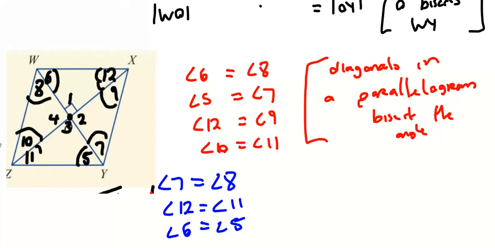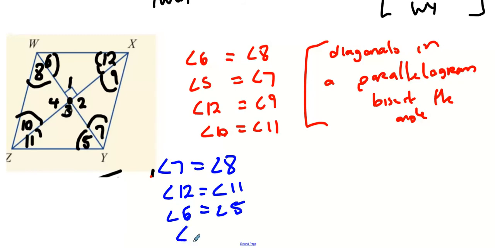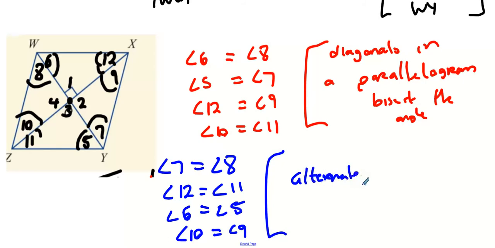Missing 10 and 9, am I? That's all 8 angles into consideration now, isn't it? So what can I just write up a blanket statement here? Alternate angles. Is that okay?